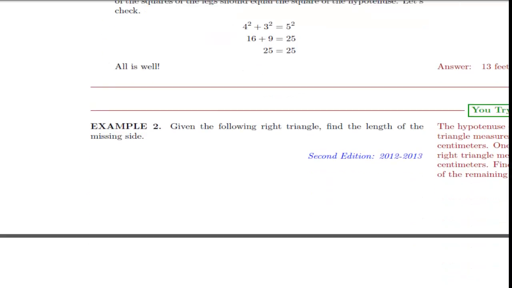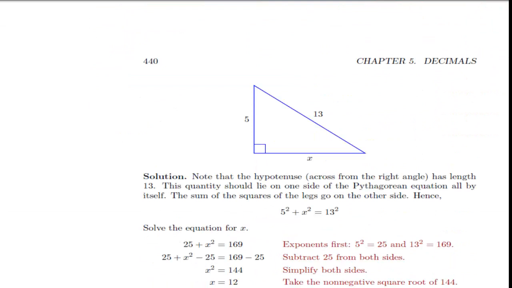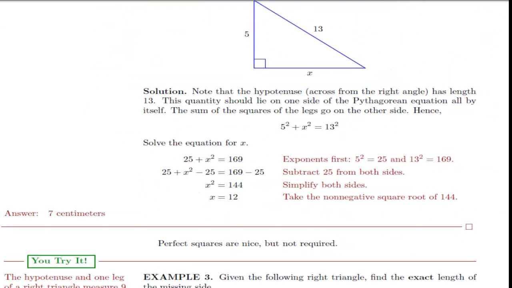Example 2. Given the following right triangle, find the length of the missing side. Solution. Note that the hypotenuse across from the right angle has length 13. This quantity should lie on one side of the Pythagorean equation all by itself. The sum of the squares of the legs go on the other side, hence 5 squared plus x squared equals 13 squared. Solve the equation for x.